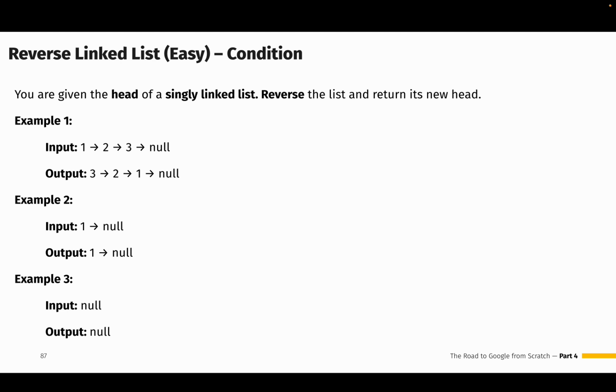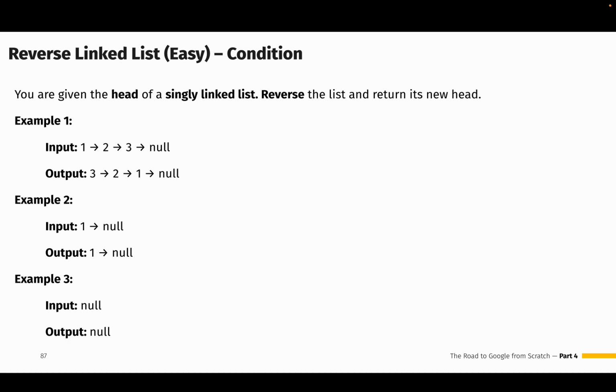And now let's check what we are given. You are given the head of a single linked list, reverse the list and return its new head. And below we have some examples, where we have a linked list with elements 1, 2, 3 and null, and we need to reverse this linked list to be 3, 2, 1 and null. So I hope that the condition is pretty clear for you.